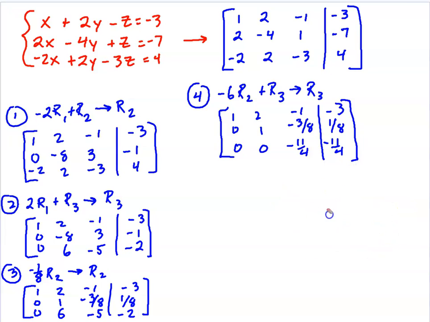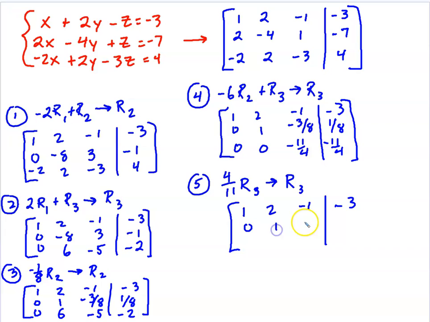All right. And the only step left is to turn this -11/4 into +1. So that would be my 5th row operation. I'm going to say -4/11 times row 3 will become row 3. Okay, so 1, 2, -1, -3, 0, 1, -3/8, +1/8, 0, 0, and when we multiply by -4/11, the reciprocal, we get +1, and we're going to get +1 here as well. When we multiply -4/11 times -11/4, that's also +1. All right, so we have achieved what is called row echelon form.